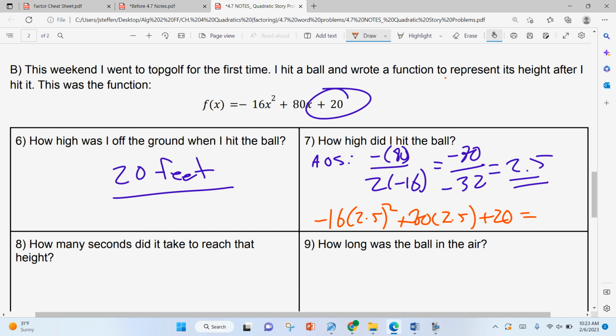Again, just plugging that into your formula to see what the height is now, the y value. That ends up being 120. So 120 feet is the highest it'll be. The vertex, the highest point, is going to be 120 feet off the ground. How many seconds did it take to get to that 120 feet? Well, that's that 2.5. That's the axis of symmetry.